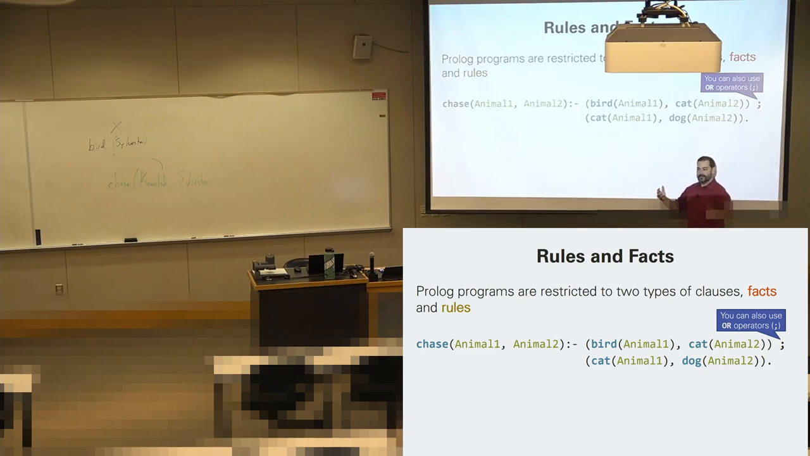And so what I've essentially done here is rather than overload that rule, now I've said, oh, let's make it more generic. Animal one will chase animal two if and only if animal one is a bird and animal two is a cat, or animal one is a cat and animal two is a dog. Those should be swapped. I'll fix that. Or, you know, you can just let cats chase dogs. So that means if and only if? It's the implies symbol.